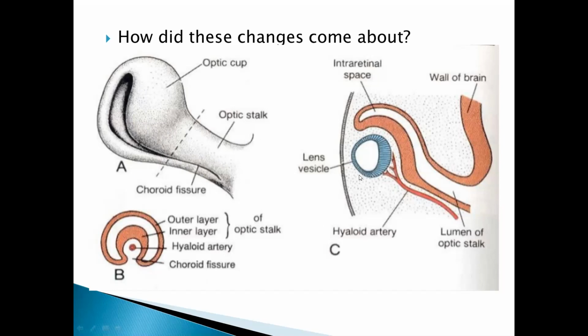And you get this vessel called the hyaloid artery coming from the optic nerve to supply the lens vesicle. So in the fetus, the lens has a blood supply. But this hyaloid artery has to regress later, because otherwise you will see some structure floating in the vitreous. So to avoid that, normally it regresses, but sometimes it may not.